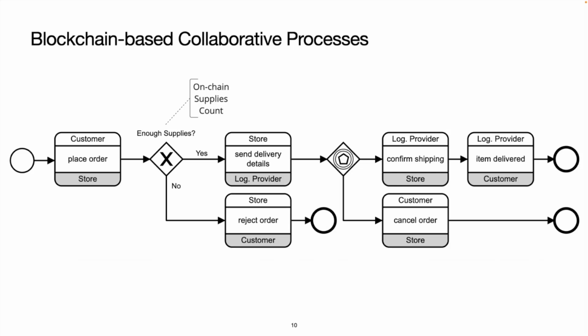And then we have an event-based gateway. This is different from the logical gateway. Here, there's no condition. Basically, the first message that happens is taken, and the other is rejected. So if the logistics provider confirms the shipping first, the customer can't cancel the order anymore, and vice versa. And yeah, it keeps going until the process ends.